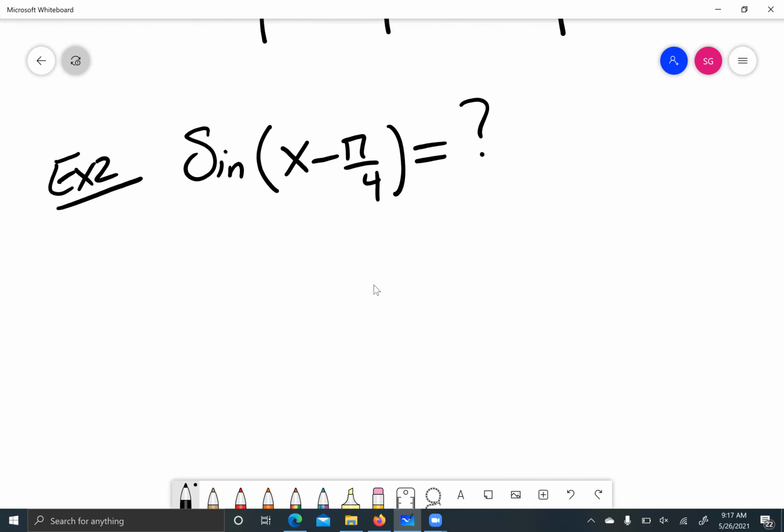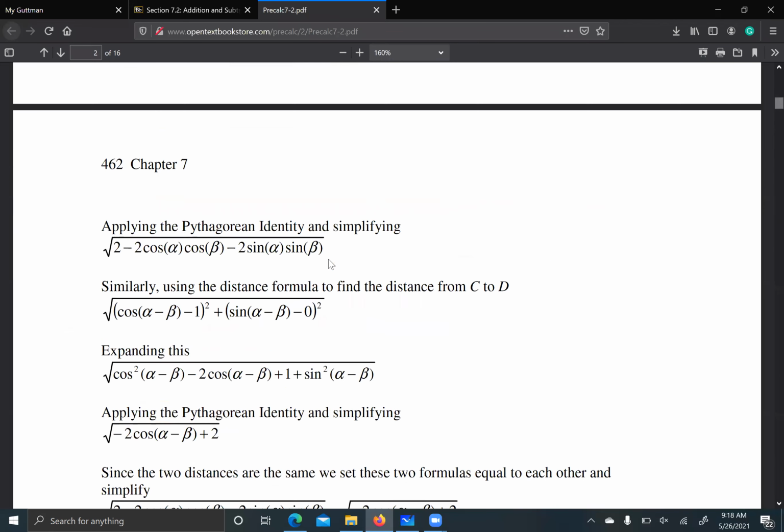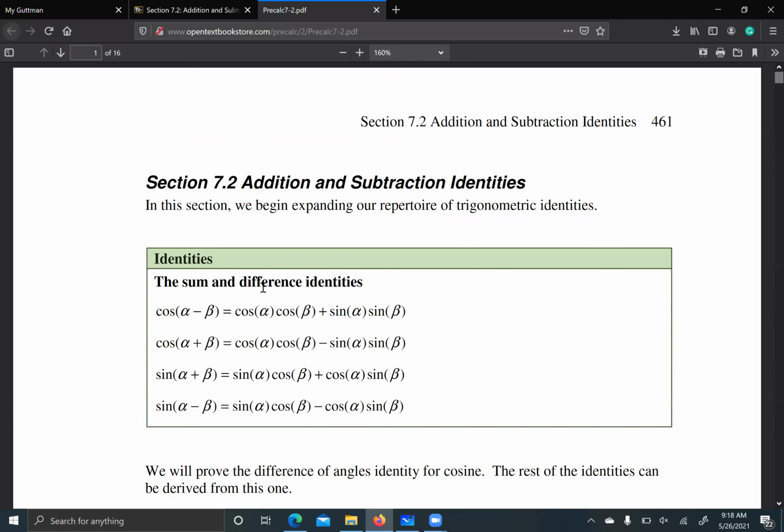So what do you see here? Here we see a difference. You see the subtraction? So this is a difference angle, the difference between angles, right? So here we can apply the difference angle identity for sine. So look at the identities. Here are the sum and difference identities. Pick the difference for sine. So it's the last one, the difference identity for sine.